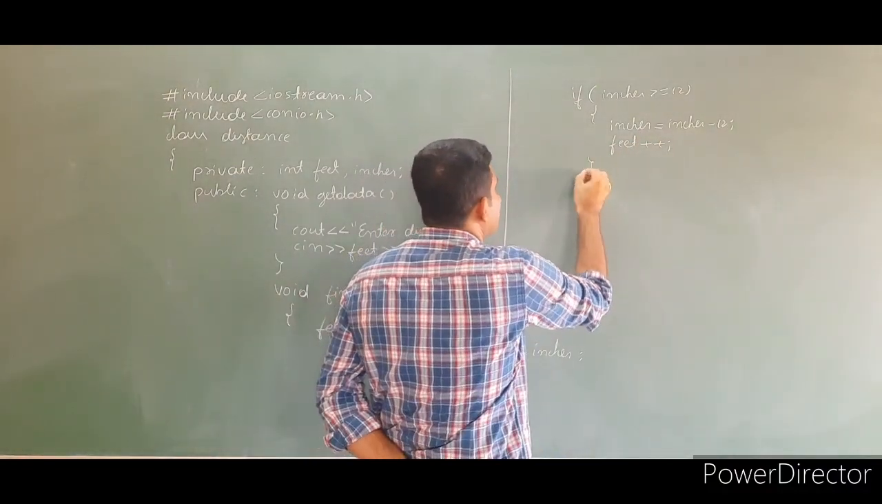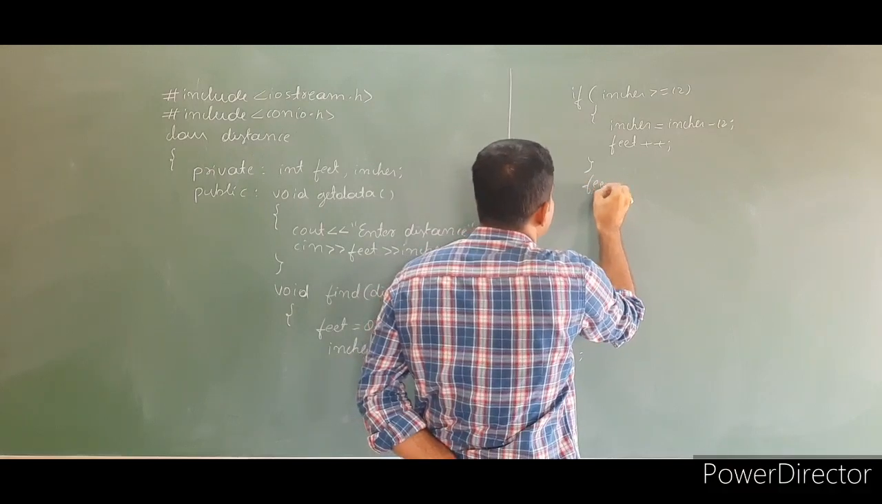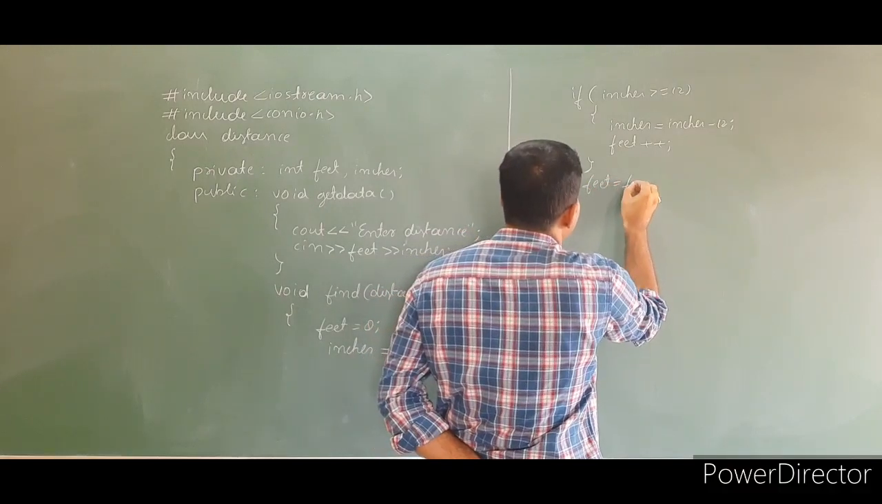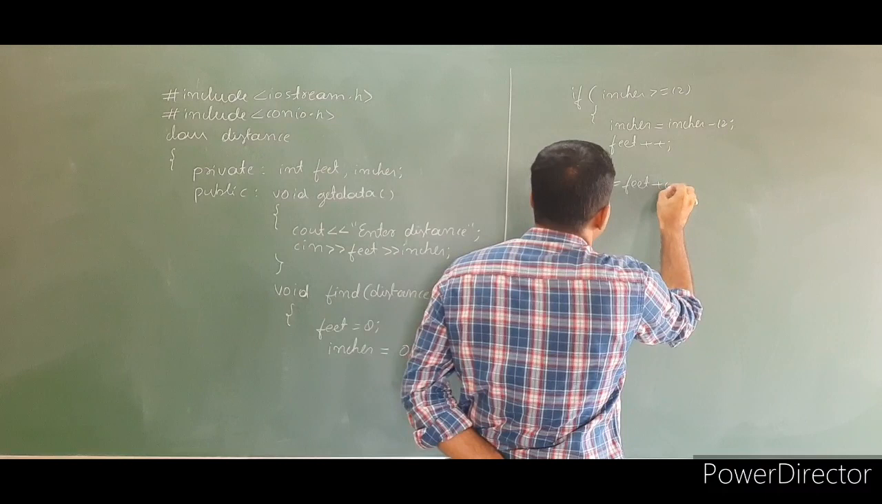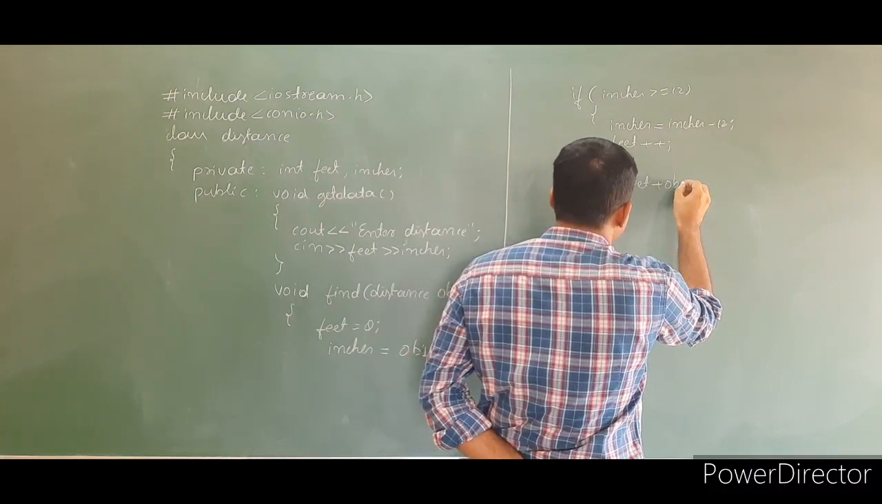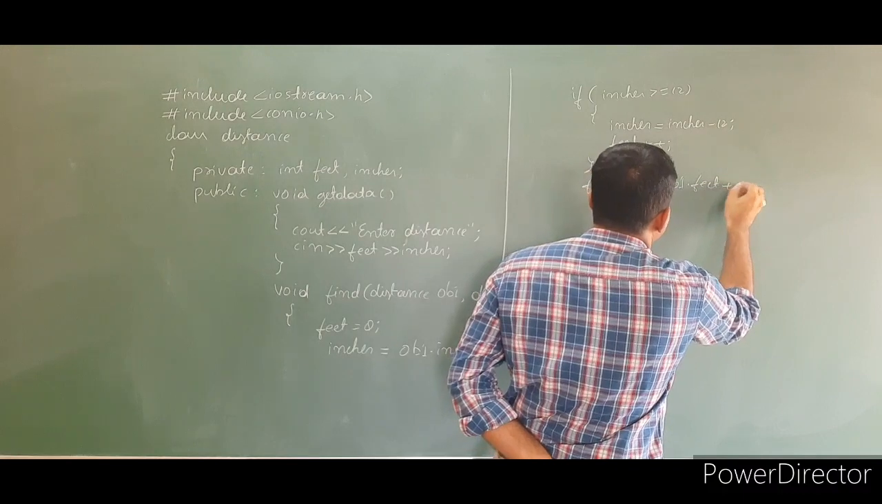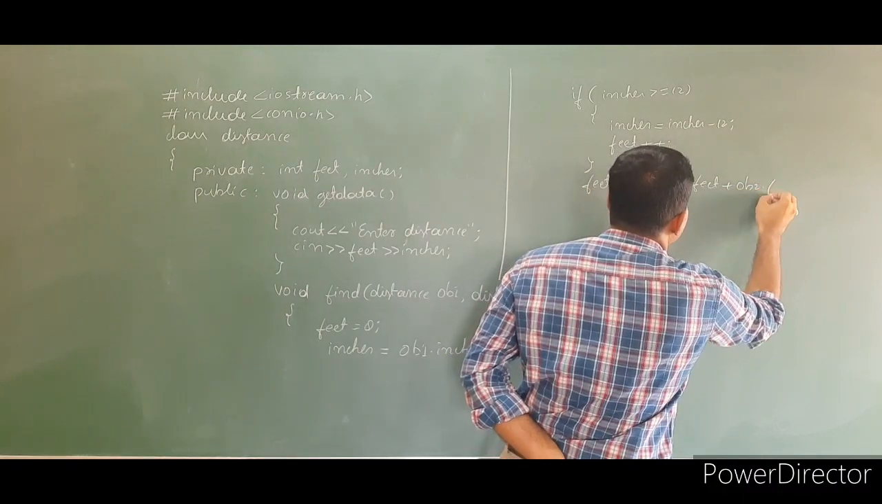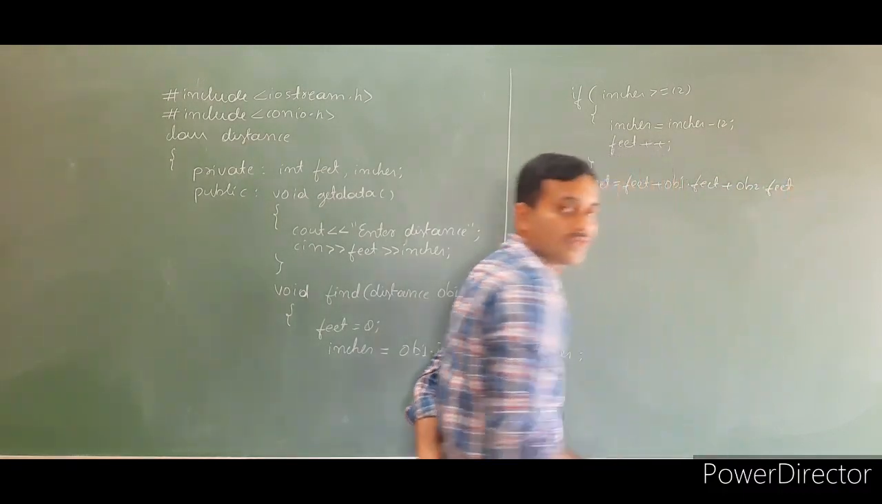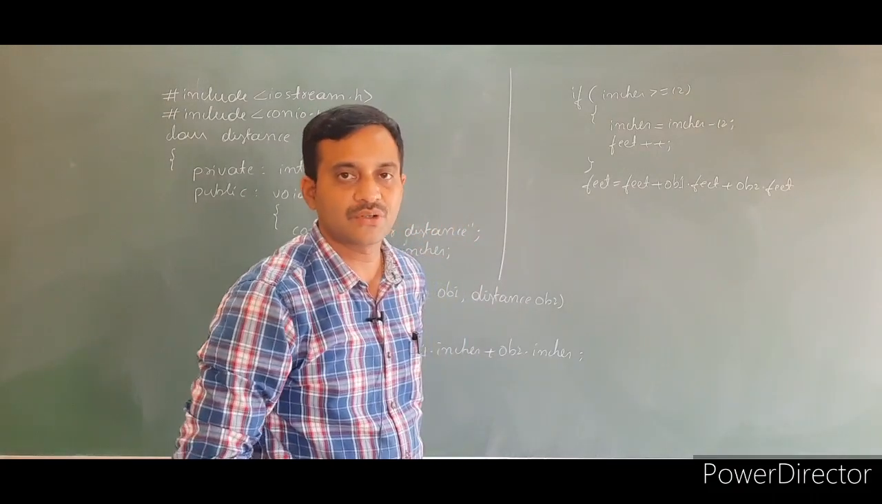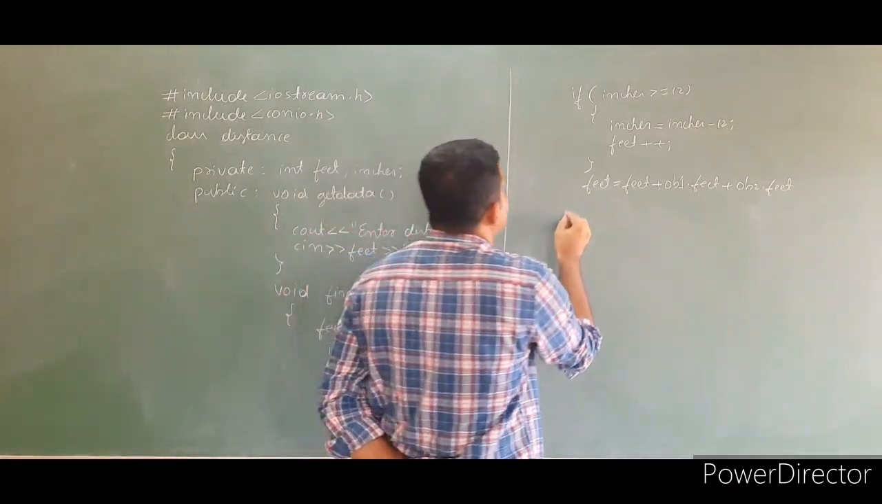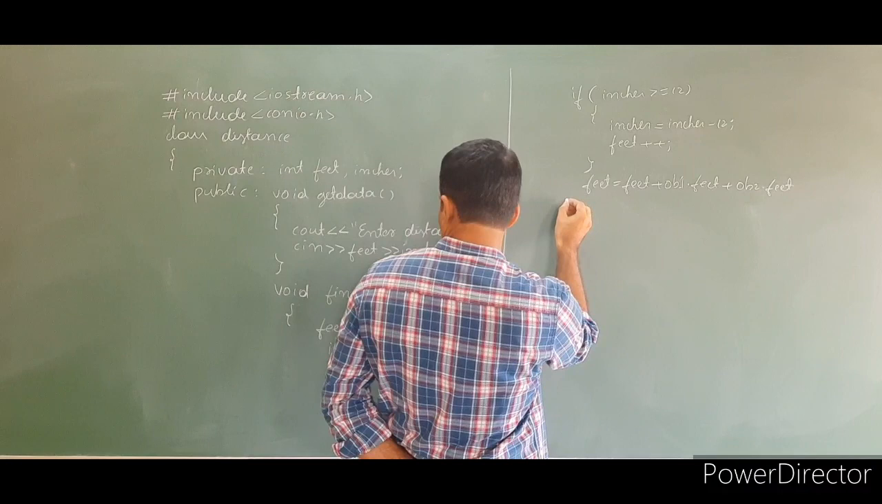Next, feet equals feet plus object 1 dot feet plus object 2 dot feet. Object 1 dot feet plus object 2 dot feet. Then close the find function.